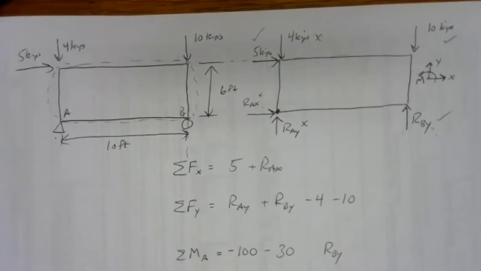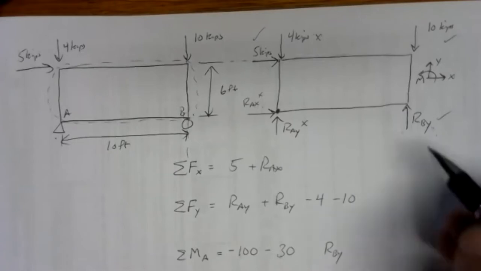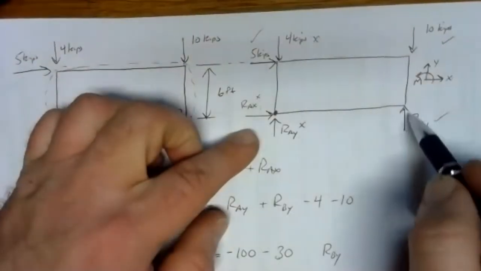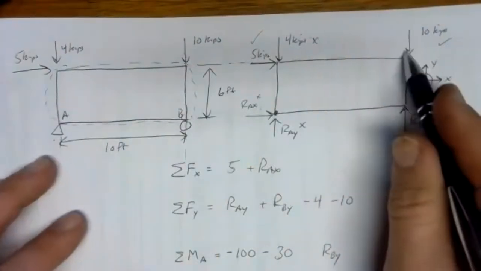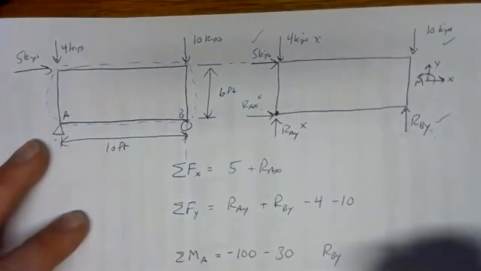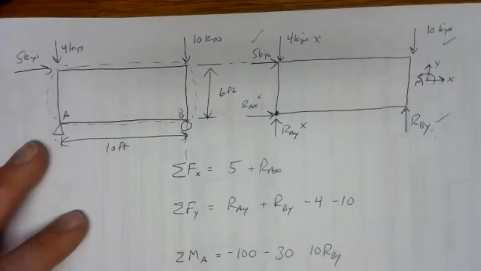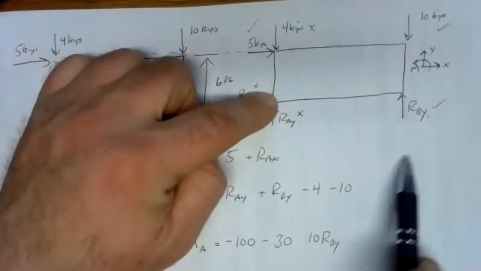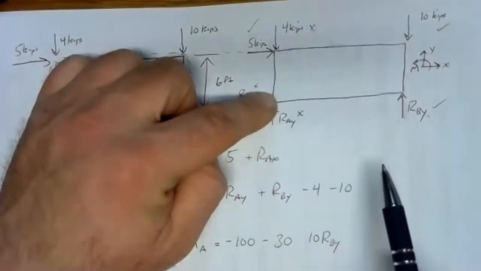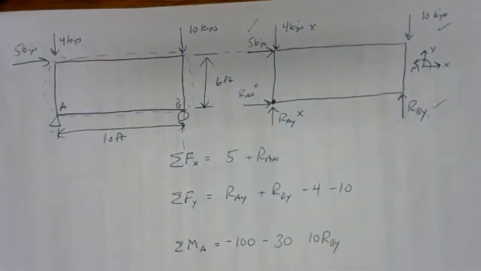What's happened here is you've forgotten the arm. Every term in here has to be a moment, not a force. And moments are arm times force. So we have to figure out the arm for our unknown force, RBY, and that arm is the same as the arm for the 10 kip force, 10 feet. So it's 10 RBY. And it is indeed positive. If we pin at A and push up at B, we get a counterclockwise moment. And counterclockwise moments are positive.